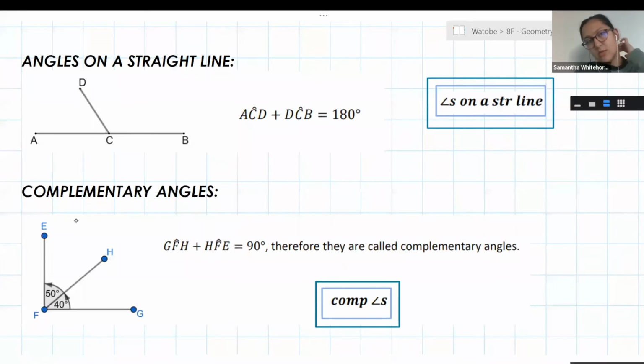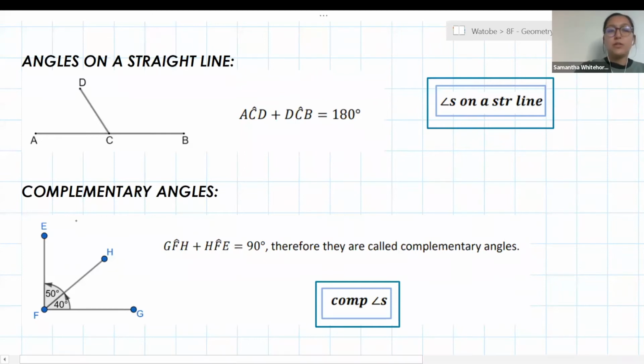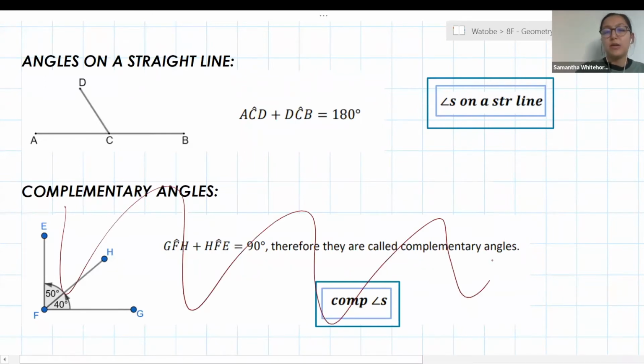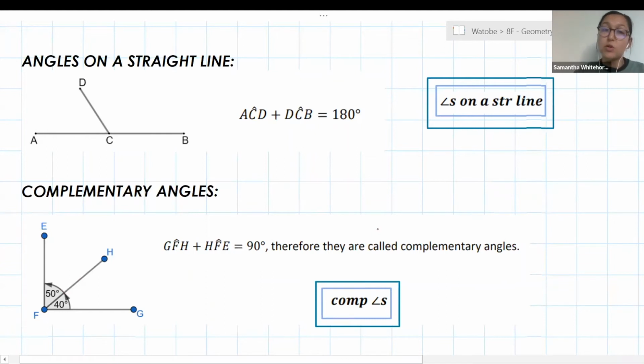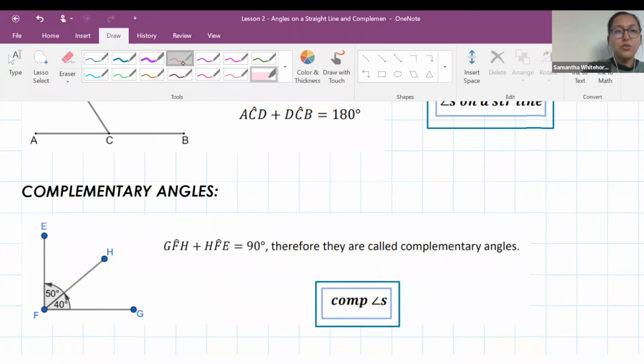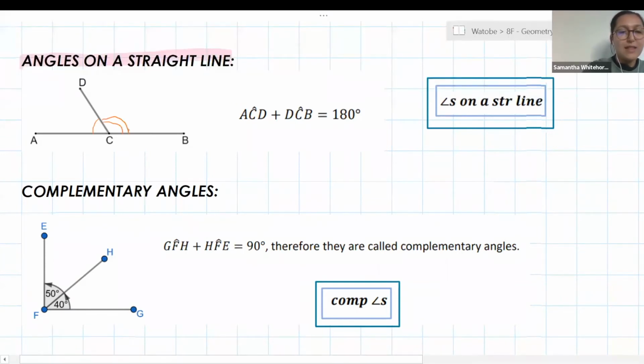Our second reason that we need to know is angles on a straight line. So ignore this bottom bit here for a second. I mean, obviously you can take a screenshot of it, but I want to talk about the very first one, angles on a straight line. Angles on a straight line basically means that if I have two angles sitting right next to each other, and they must be next to each other on a straight line, if I add the two angles together, I get 180 degrees.